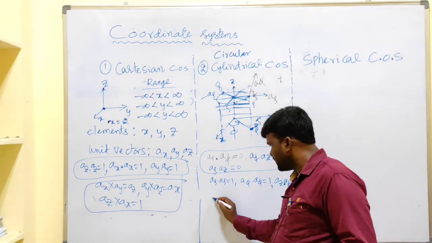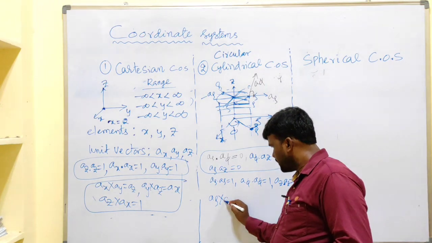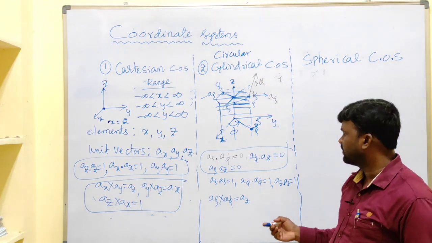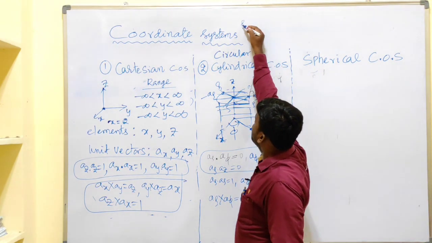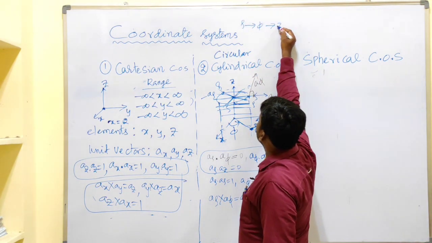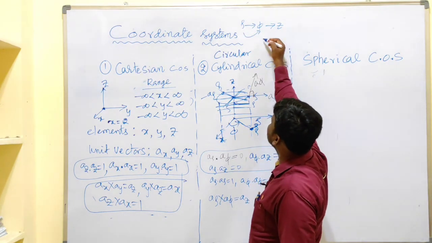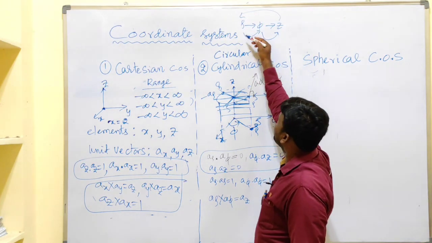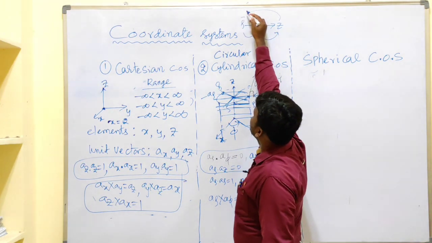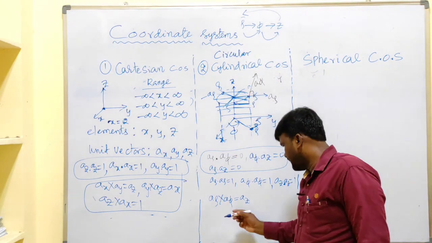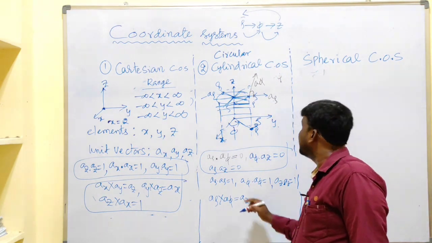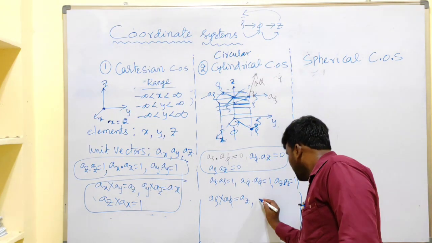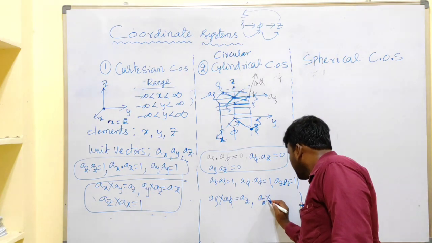And take the cross product. A rho cross a phi gives a z. That is, rho to phi gives z, like this: rho, phi, z. If I move like this, rho to phi gives z, phi to z gives rho, z to rho gives a phi. A rho cross a phi gives a z.